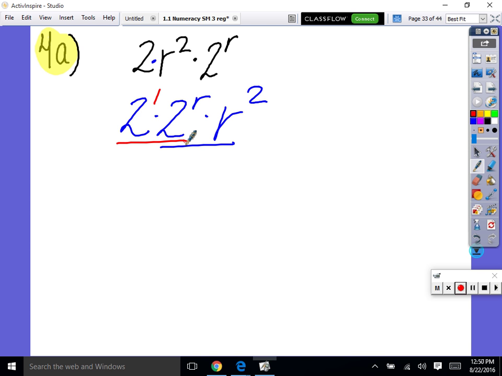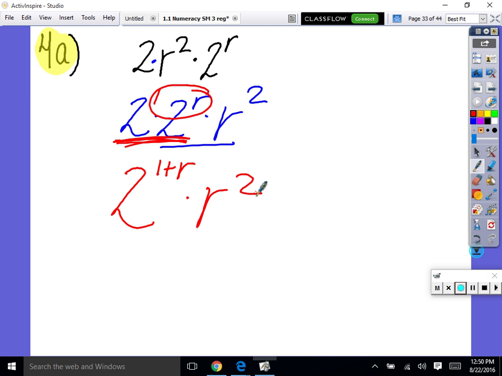Same base, right? No, you don't multiply the base part. That's what the common error is. The base stays the same. When you multiply the same base, what do you do with the exponents? Add. So aren't we going to just be adding 1 plus r? So this, we can put into 2 raised to the 1 plus r. When you multiply, you add. And then we have times r squared. There's nothing more you can do with that. Not the same base, so you can't put them together. That one was the trickiest one. And we started out with it.